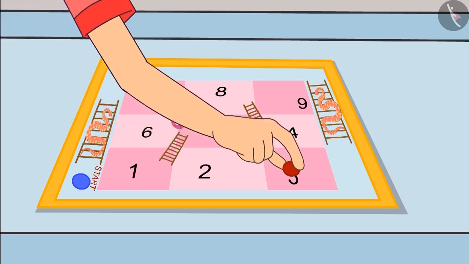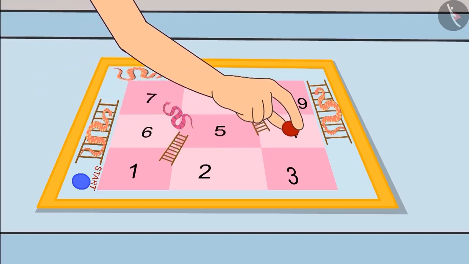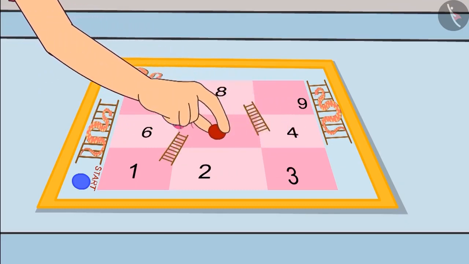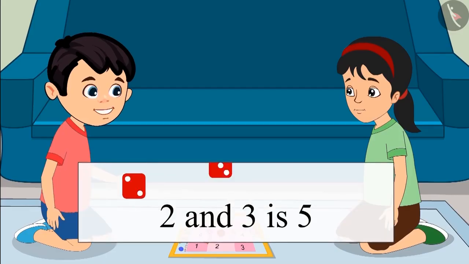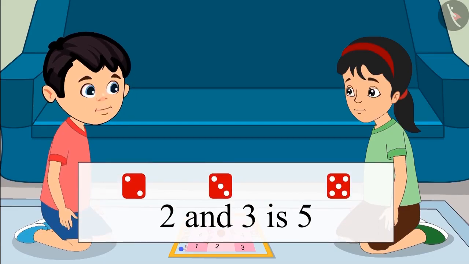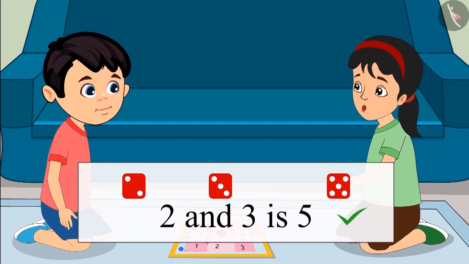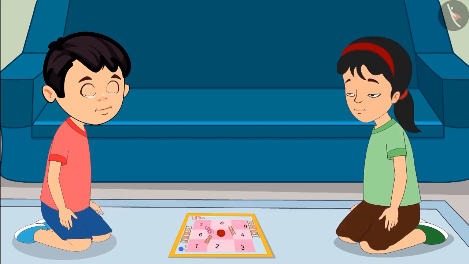Here is the first step. Here is the second step. And here is the third step. Oh yes, when we add 2 and 3, we get total of 5. Absolutely correct. It's my turn now.